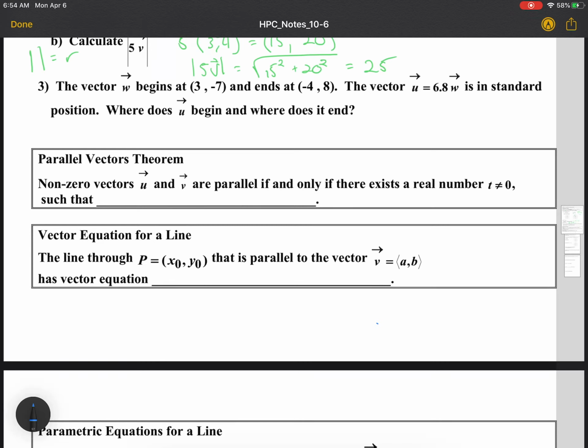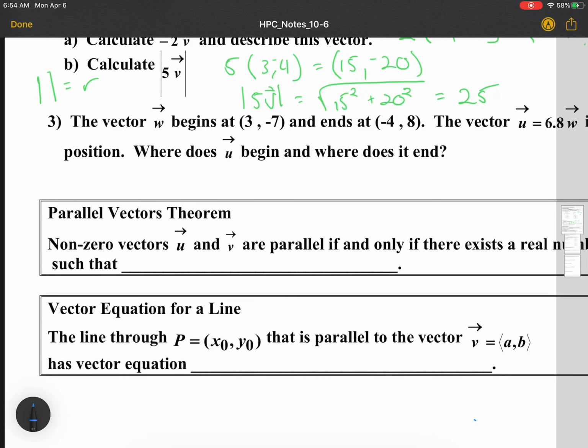Okay, if that's so, the first thing we need to figure out is what our w vector is. Let's get our w vector into standard form. Our w is going to equal the distance between our two points, so x2 minus x1, y2 minus y1. So we're going to have -4 minus 3, 8 minus -7, which is the same thing as plus. You're going to get -7, 15. So that's our w vector in standard form.